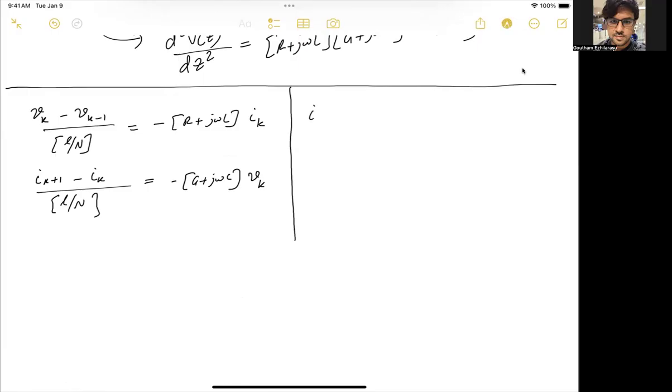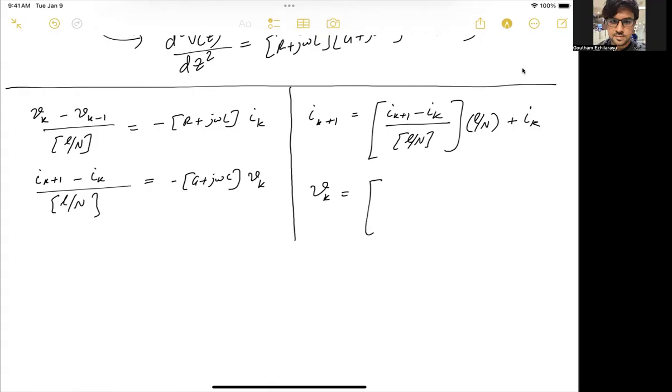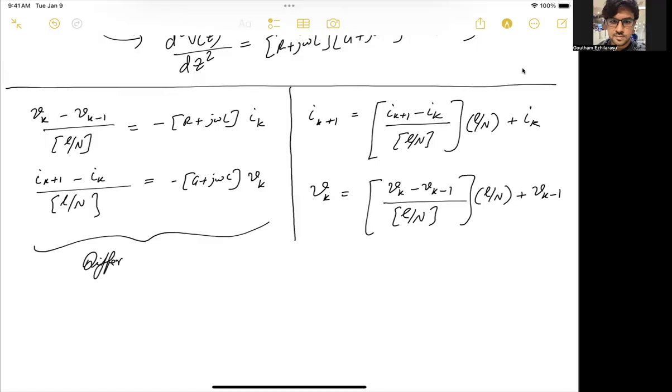So Ik plus 1 is just going to be equal to (Ik plus 1 minus Ik) divided by (L over N), this whole thing times L over N, plus Ik. And Vk is going to be (Vk minus Vk minus 1) divided by (L over N), this whole thing times L over N, plus Vk minus 1. So these are basically the difference equations. They tell you the discretized slope, or discretized variation, of the voltage and current along the length.